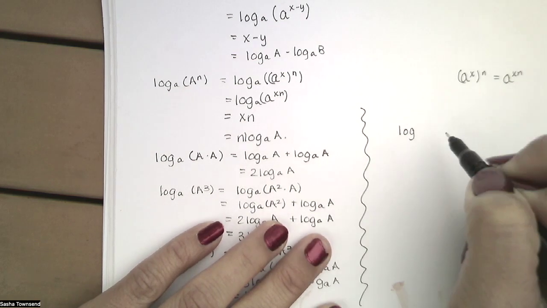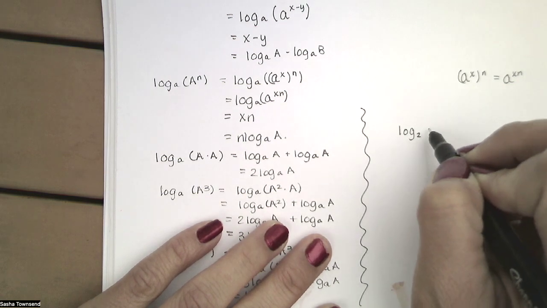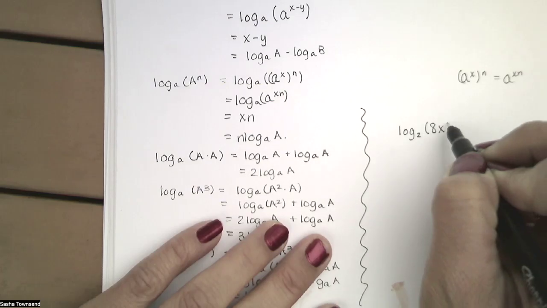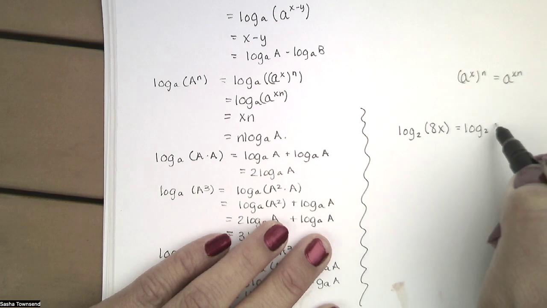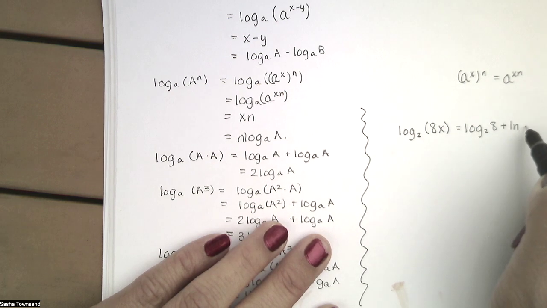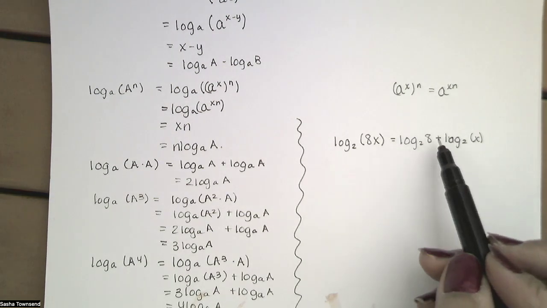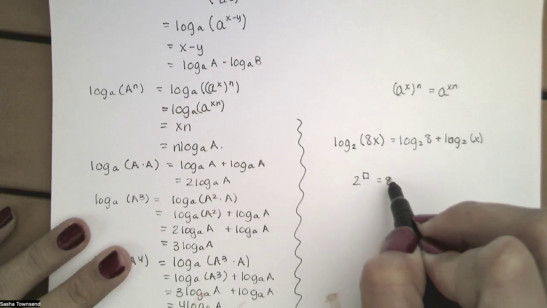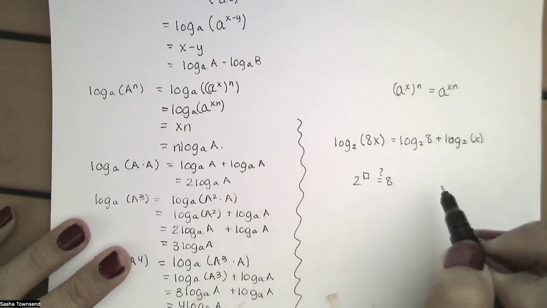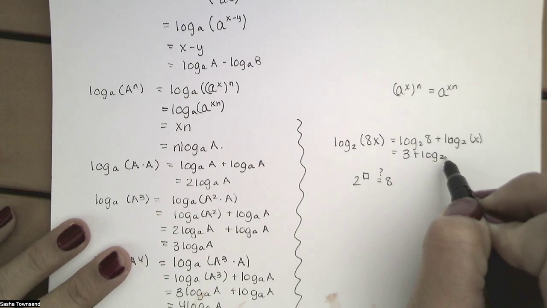So let's say somebody asks you for the log base 2 of 8 times x. Well, since that's a log of a product, I could write that as log base 2 of 8 plus log base 2 of x. And then for this, I'd ask myself the question, 2 to what power equals 8? The 3rd power, right? So this must be 3 plus log base 2 of x.